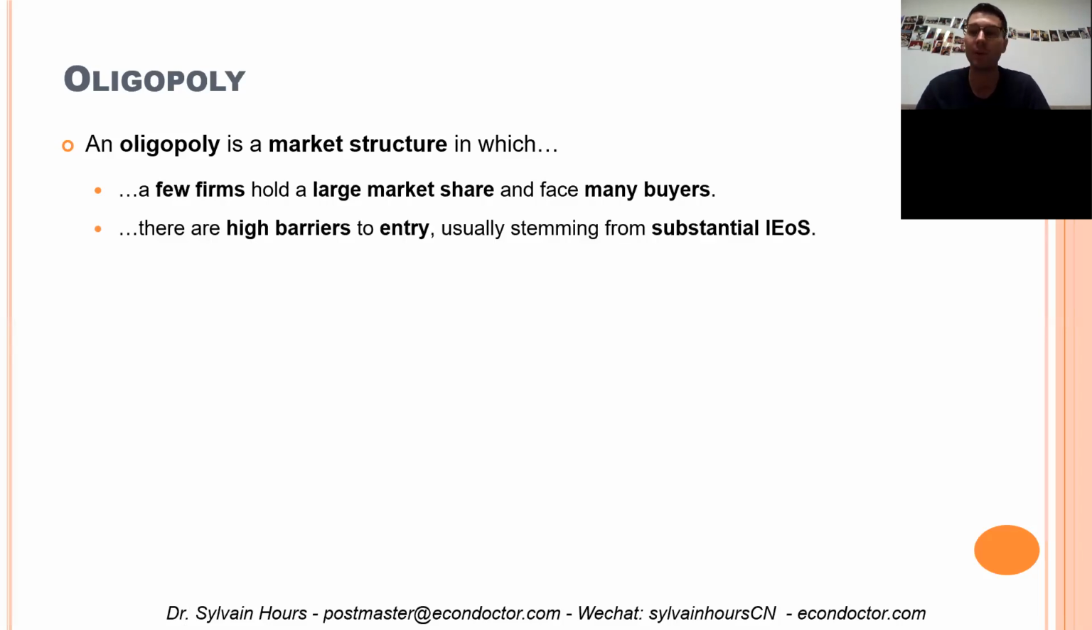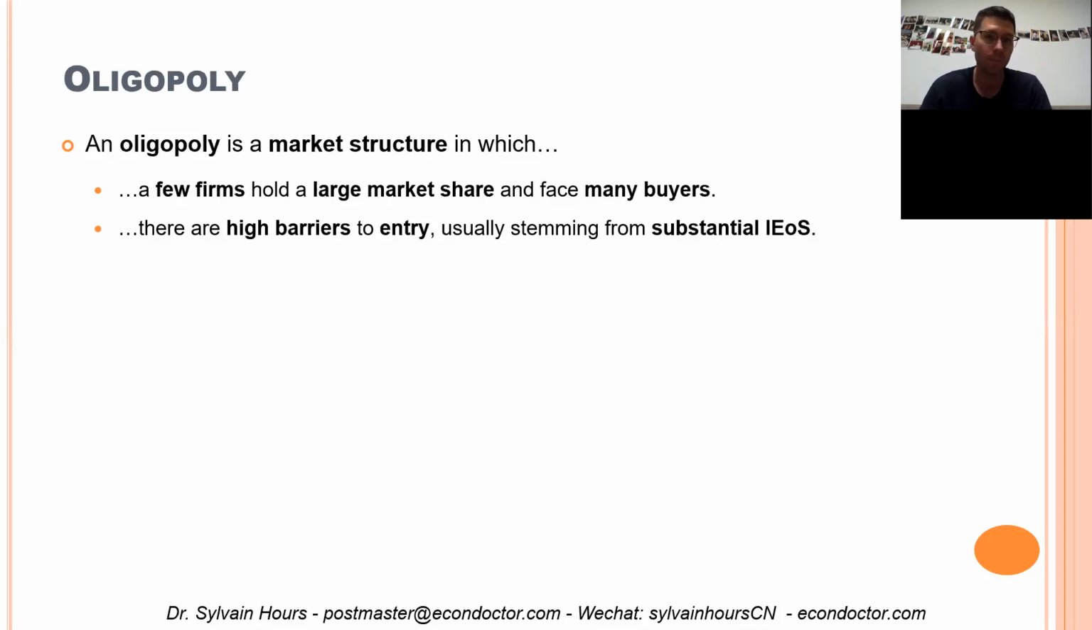There are high barriers to entry. They are not prohibitive, as was the case in a monopoly. In a monopoly, it was impossible for anyone to enter. In an oligopoly, the barriers to entry tend to be high, which means that it is difficult and costly for new firms to break down those barriers and compete with the firms already in the market, but it is not impossible.